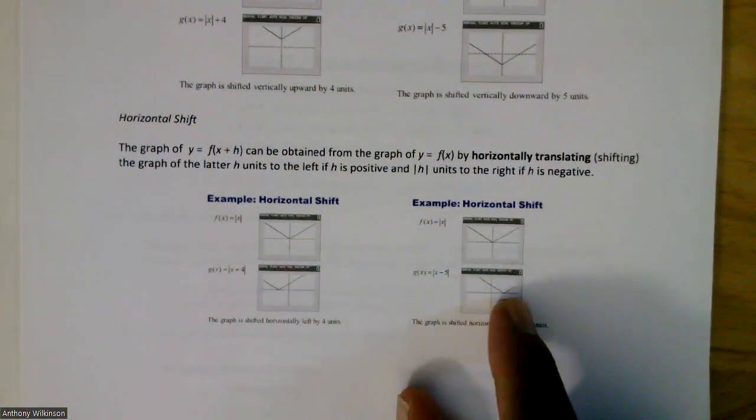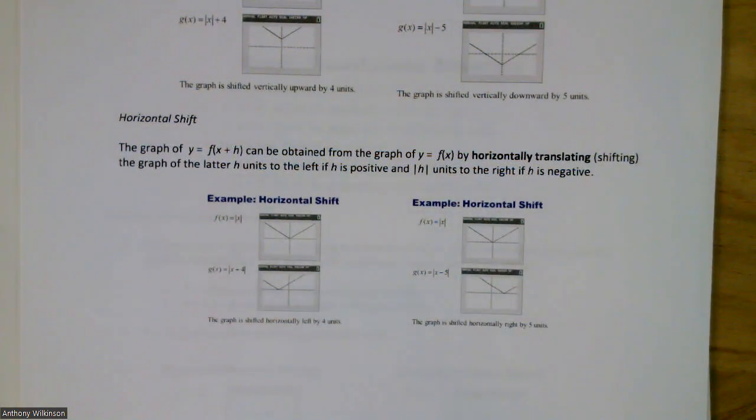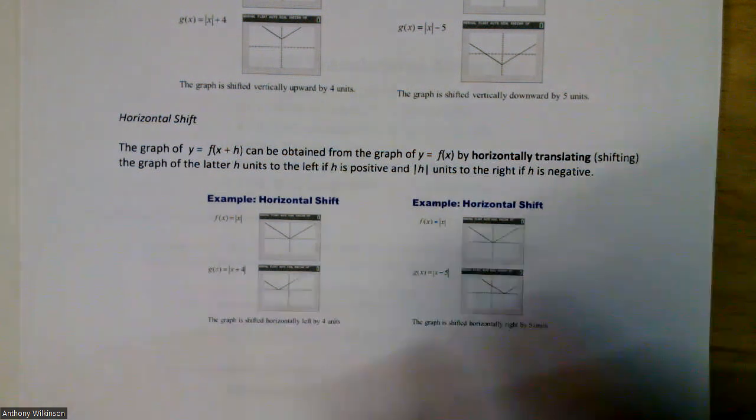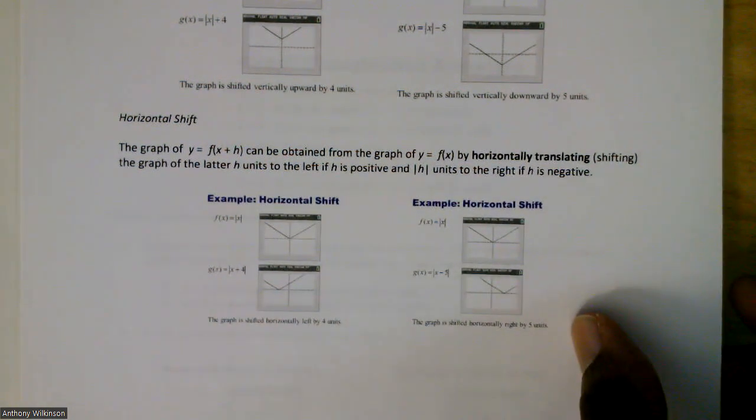And also for f of x equal to the absolute value of x, that's the same graph, but let's say we have g of x equal to the absolute value of x minus 5. This time the graph is shifted to the right 5 places horizontally. Okay. All right, so do be familiar with those here.